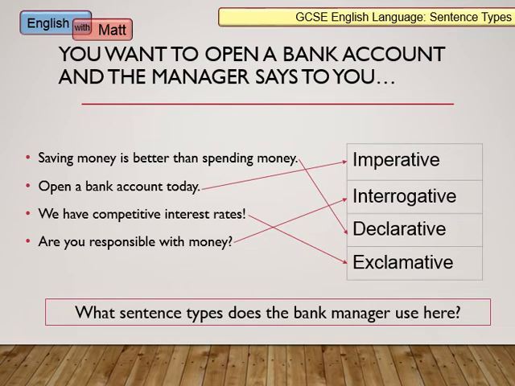So here we have the answers. You can tell we've got the question mark, that somebody is asking a question, so it's going to be interrogative. We have got the imperative, open a bank account today, because it's an instruction. The exclamation mark tells us that the person saying this is probably a little bit excited, and the top sentence there is a statement of fact because they're making a statement. So those are the correct sentence types.